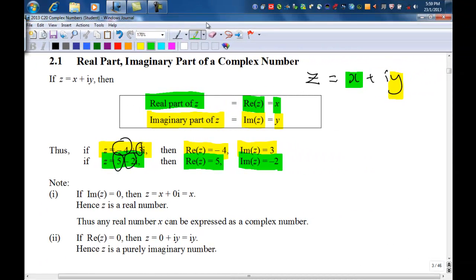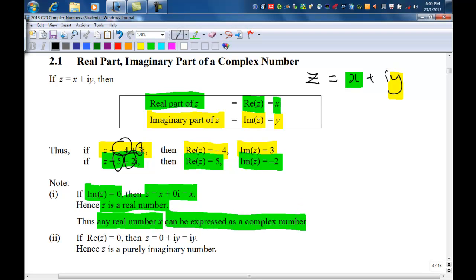Now, let's take a look at two special cases of what we just said. The first case is this: what happens when the imaginary part of Z is 0? It means your Z is now equal to x plus 0i. There is no more i component. That means that if x is a real number, then so must Z. This means that any real number x can always be expressed as a complex number: x is the same as x plus 0 times i.